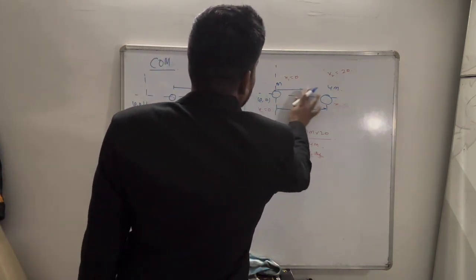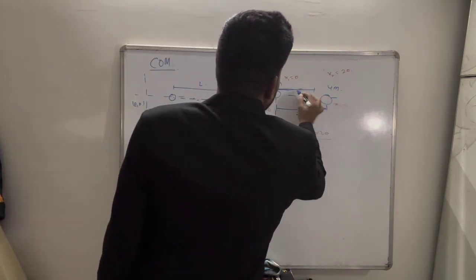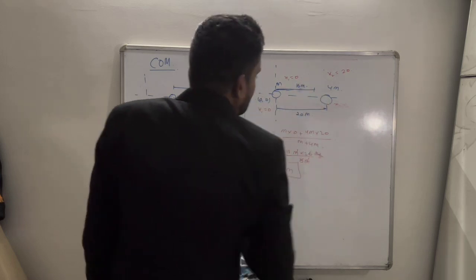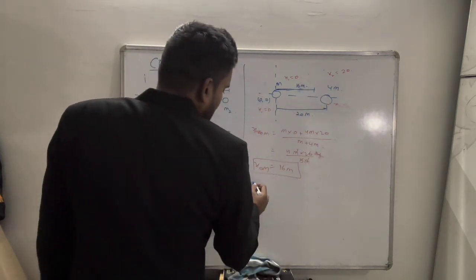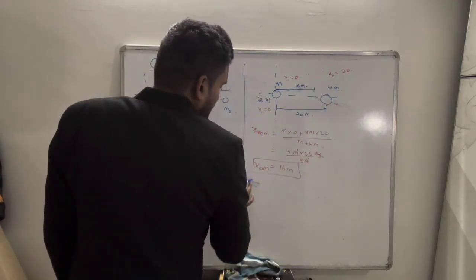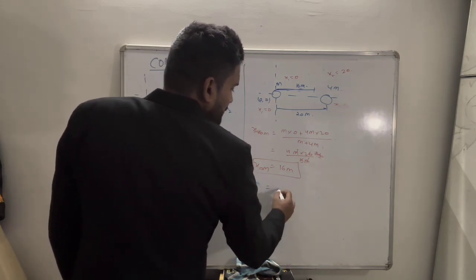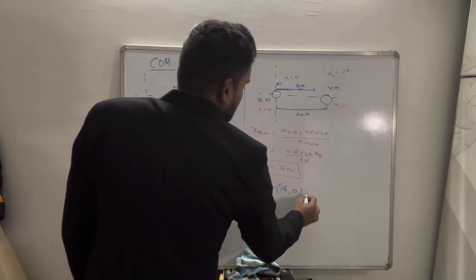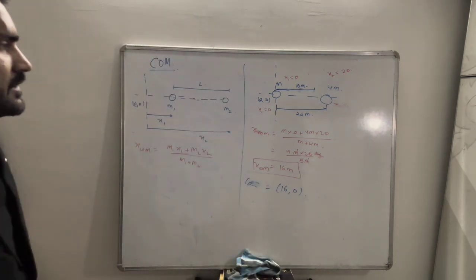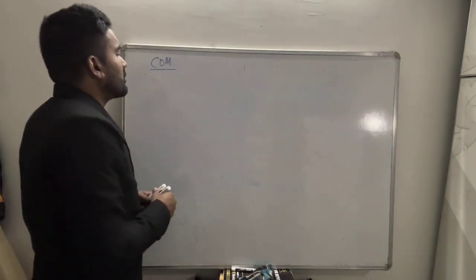Here, it will be somewhere here, 16 meter from here. So what is the coordinate of the center of mass? Tell me. The coordinate of the center of mass will be 16 comma 0, right? I hope you understand. Now let us take another example.